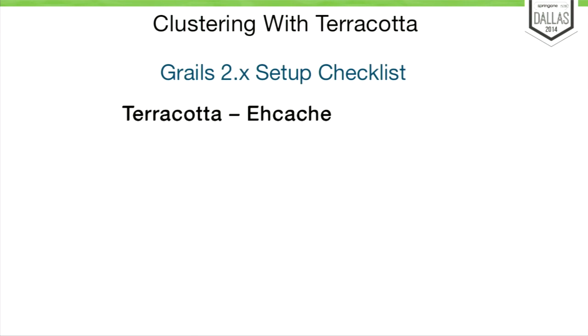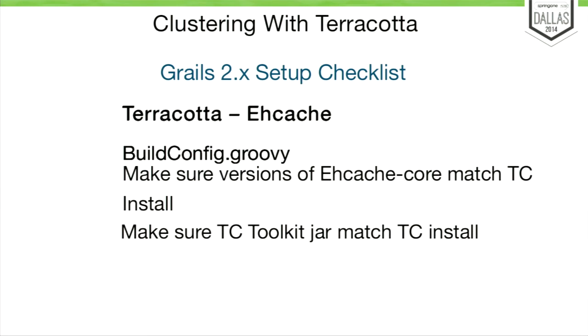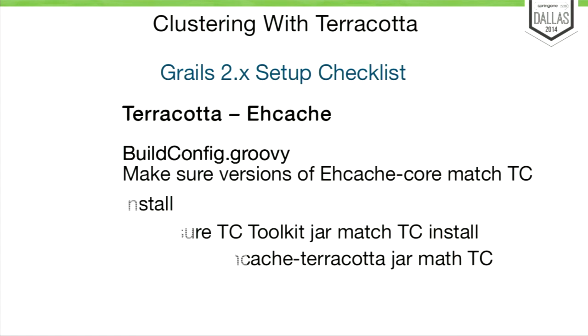So what do we need to do to set up our Grails on it? We have to modify our build config and make sure the versions of cache core match the Terracotta install. They have specially instrumented versions of cache that you need, and they have to be compatible with what's in Grails, so you may have to exclude some libraries out of Grails. And make sure there's a Terracotta toolkit jar. That's what it uses to talk to the server. Make sure that matches. And then there's the cache Terracotta additional jar. Make sure that matches as well.